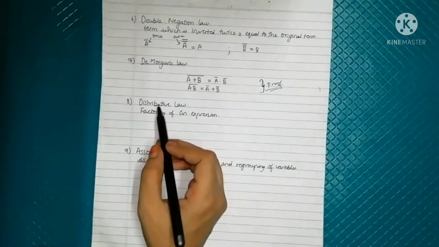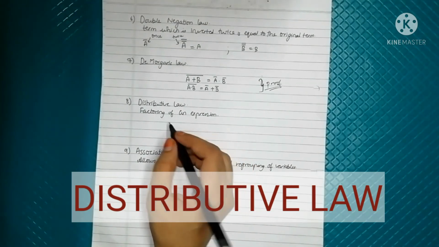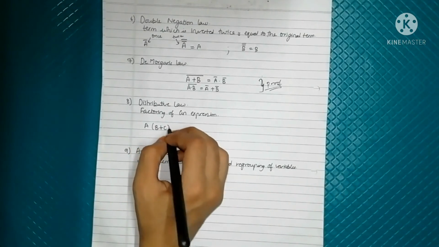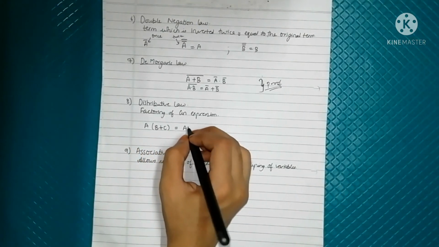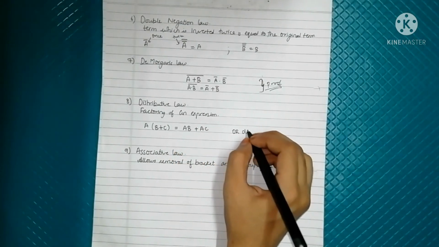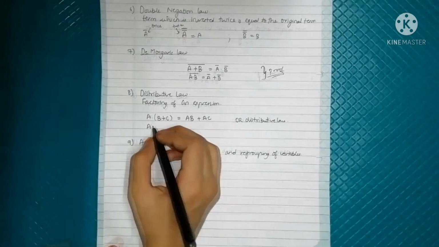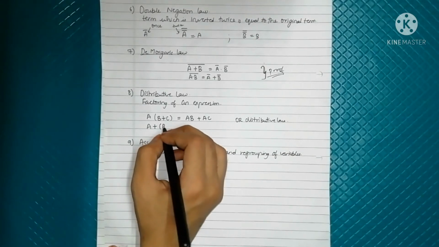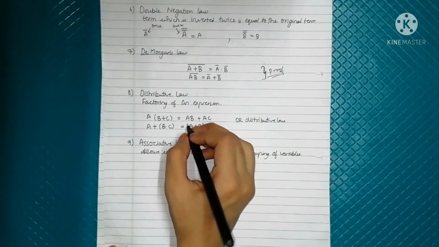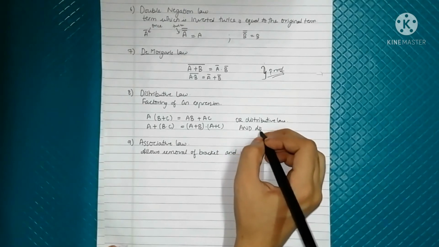Moving ahead, we will see the distributive law. In this law, we do the factoring of an expression, and the distributive law can be given as A into B plus C is equal to A into B plus A into C, and this is the AND over OR distributive law. If we have A plus B into C, then this can be written as A plus B into A plus C, and this is the OR over AND distributive law.